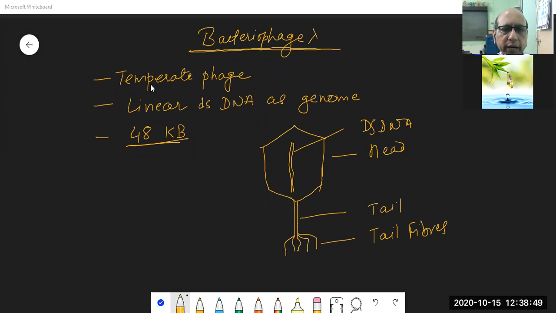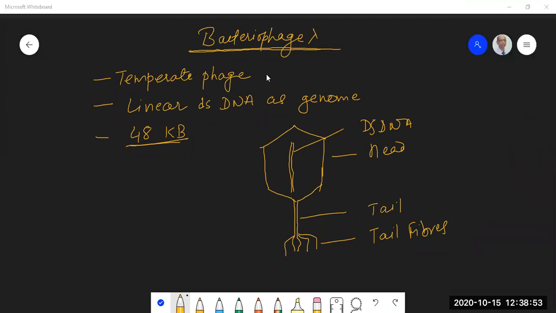This is called a temperate phage. Why is it called a temperate phage? Because it has two survival options. Depending upon the situation, it can infect the bacteria. After infecting the bacteria, it can kill it and produce progeny particles, and the second one is that it can join the bacteria, right? It has linear double-stranded DNA as its genome.